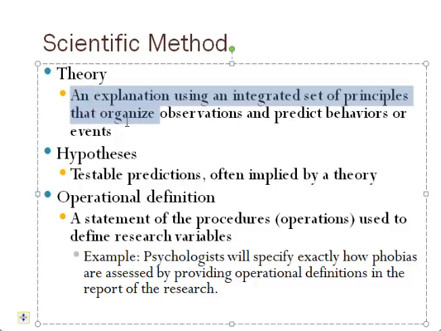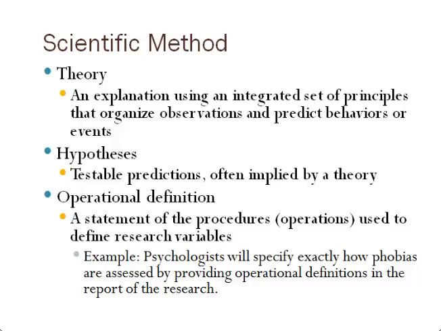A theory is an explanation using an integrated set of principles that organize observations and predict behaviors or events. That's a definition tailored towards psychology, because you're talking about predicting behaviors. But if you see, for example, in 100 straight cases, or in most cases, that people who live in areas very high off the ground are not afraid of heights, you can develop a theory, once it's been tested by experimentation, that people who live in high places tend to get used to heights and therefore not be afraid of them.